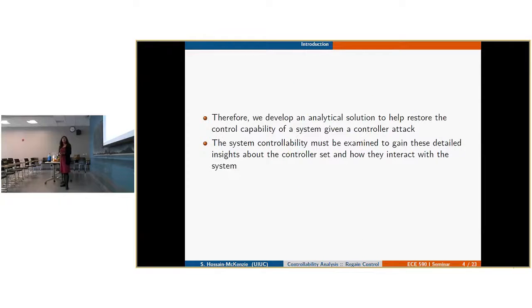So we're developing an analytical solution to restore the control capability of a system given a controller attack. But the results of this research aren't only applicable to malicious control. We could also have benign things, like a controller could fail, or we could have a malfunction. In that case, we still can use these results to maintain or regain control of the system. To do this, we examine the system controllability to find insights about the controller set and how they interact with the system as well as with each other.